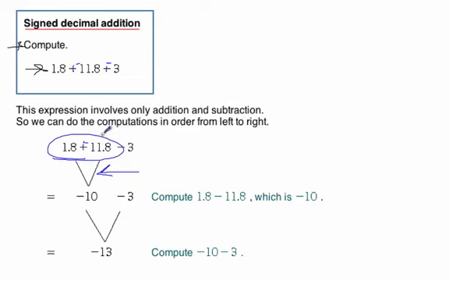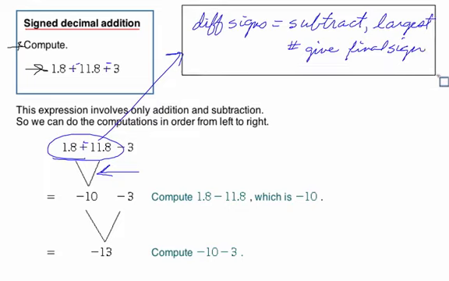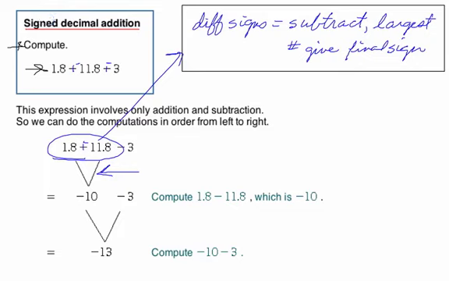Remember our rule. Our rules are, if signs are different, we subtract, and the largest number gives the final sign. This is something you could put in your notebook. If the signs are different, we're adding or subtracting? Well, if we always do our bump bump, then we're always adding. And if the signs are different, we're going to subtract the numbers, and then the largest number gives the sign.